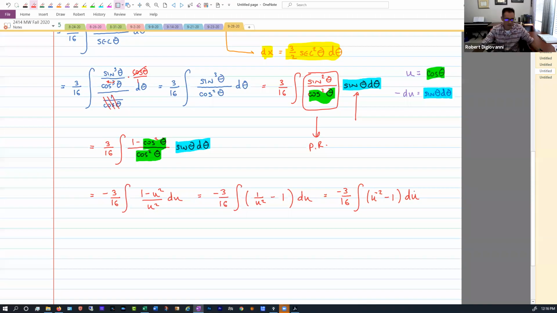Again, it's not natural log, right? It has to be 1 over u for the antiderivative to be natural log. So we're going to use our power rule. So now it's time for the antiderivative. So 3/16 in front, I'm going to have negative u to the negative 1 minus u, not du, plus c. So the antiderivative of u to the negative 2 is negative u to the negative 1, and the antiderivative of 1 with respect to u is just u. That's this. I think I'll distribute my 3/16 through.